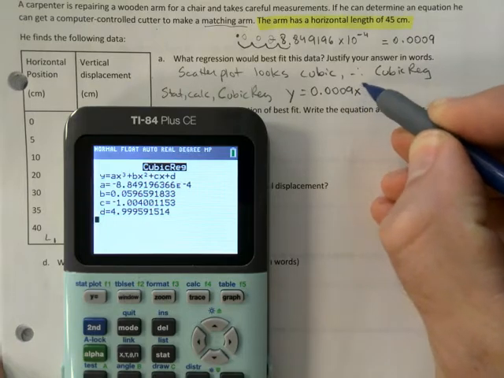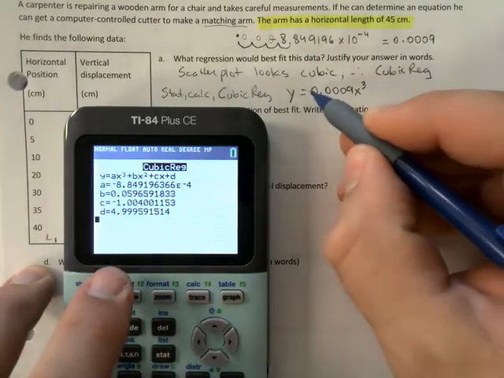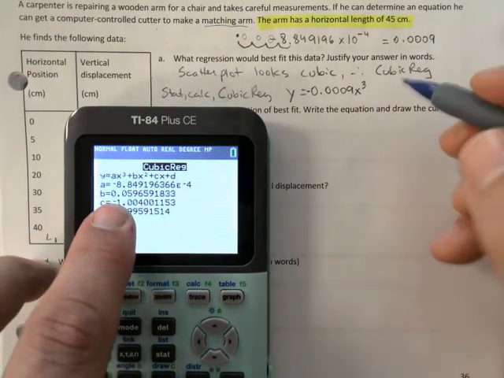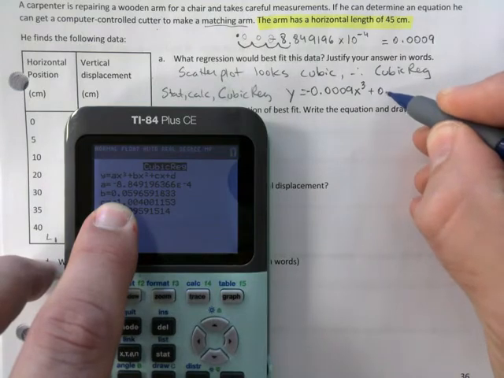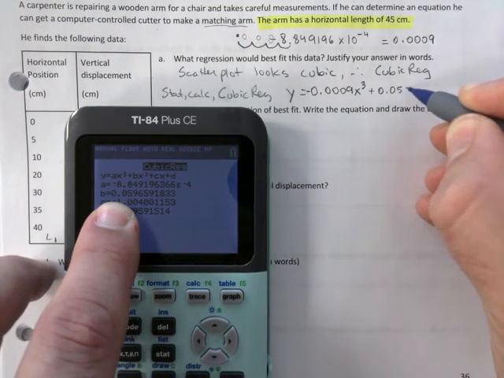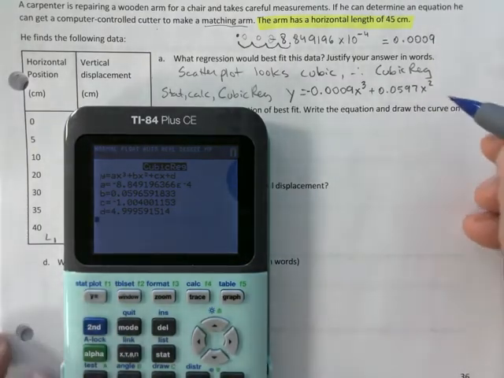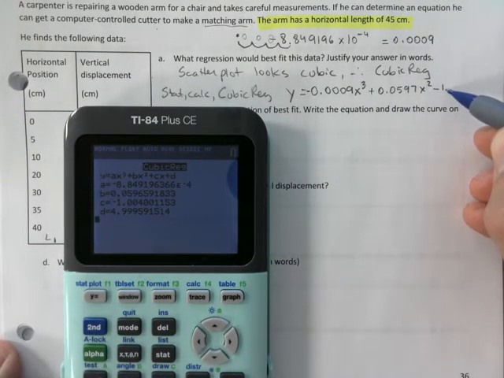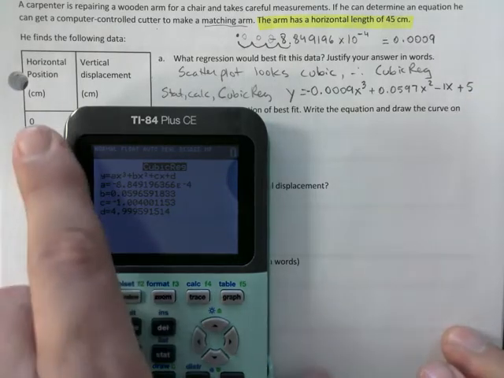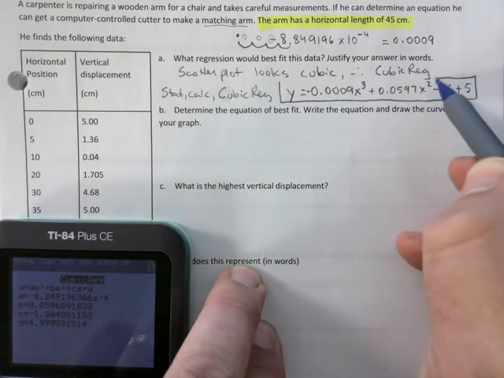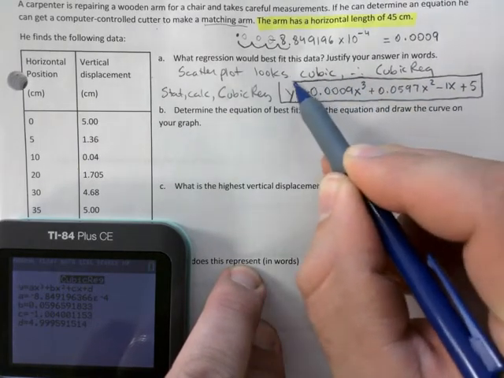So this is now my equation. Don't forget the negative, very important. And then it's plus 0.05, 0.97x squared, minus 1 point, I'm just going to go minus 1x, that's good enough, and then plus 5, because the 1 has 2 zeros behind it. So this is my cubic regression.